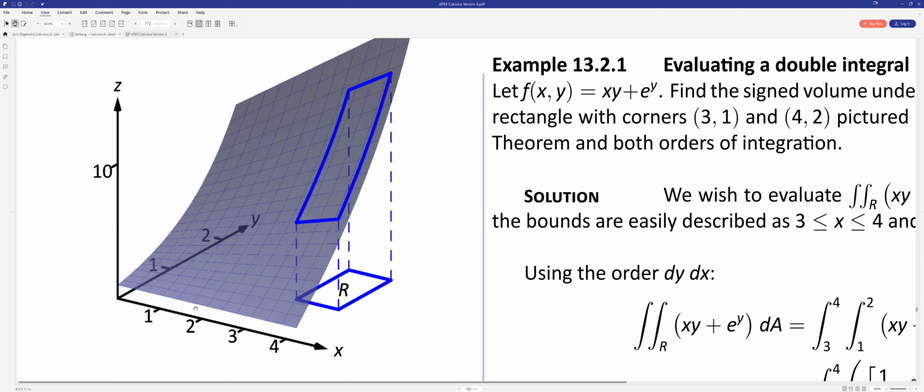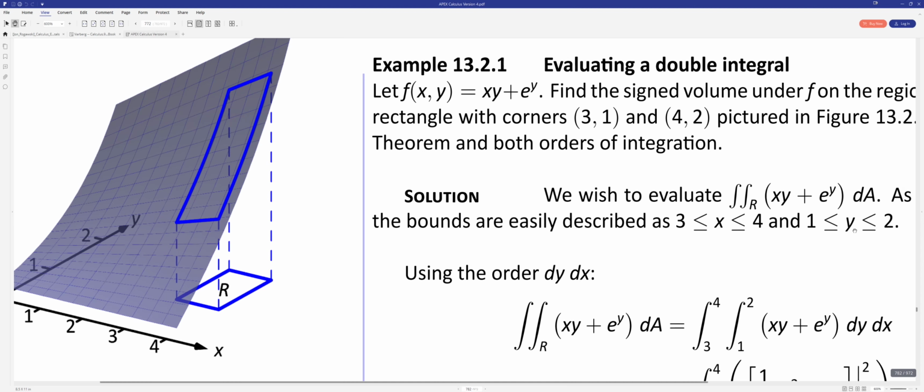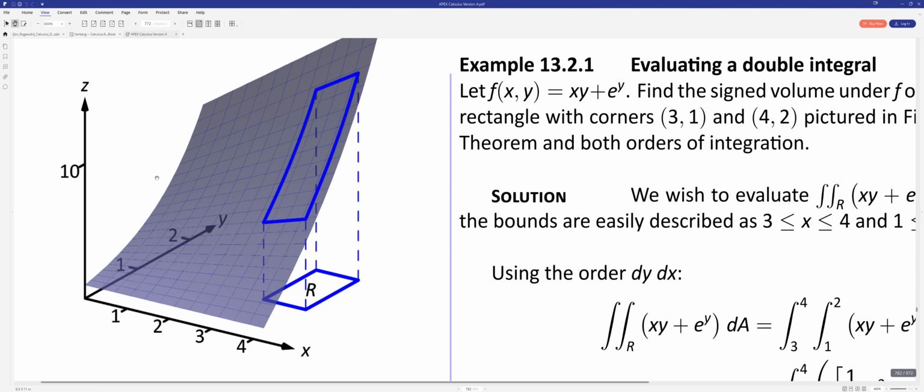This is your xy plane over here, and you have a rectangular region. Notice here the x is lying between 3 and 4, and the y is going between 1 and 2. This is three-dimensional, so the region lives in the xy plane. What you're seeing is this region R down here on the xy plane, and because of the perspective it's a little slanted. But if you looked at a plan view, you'd see this as a genuine rectangle in the xy plane.